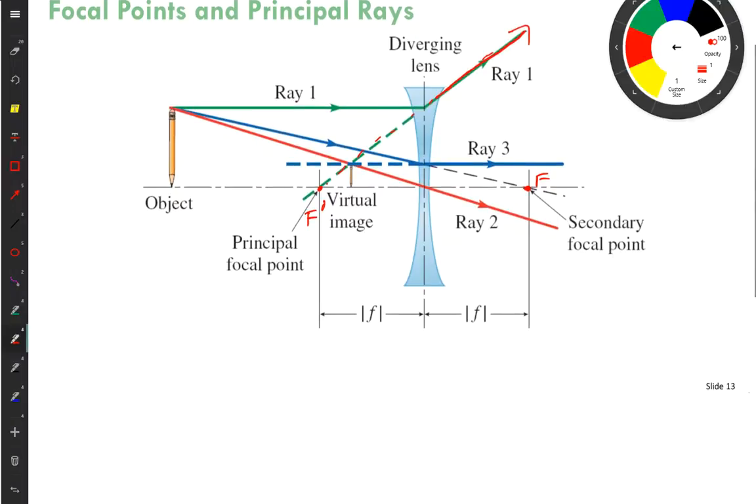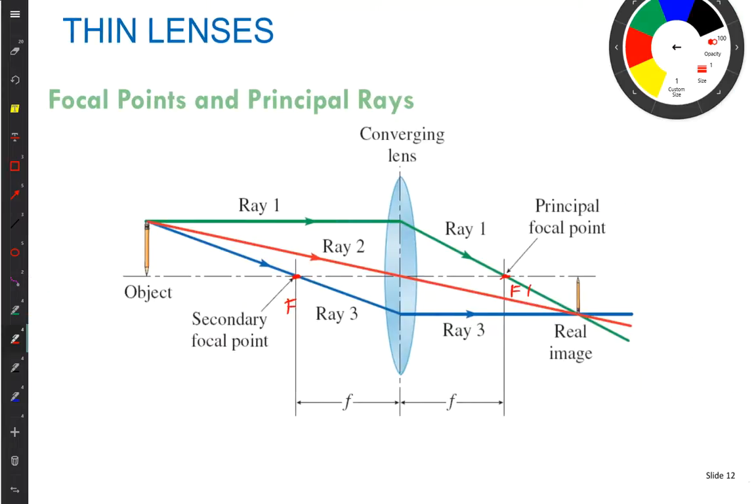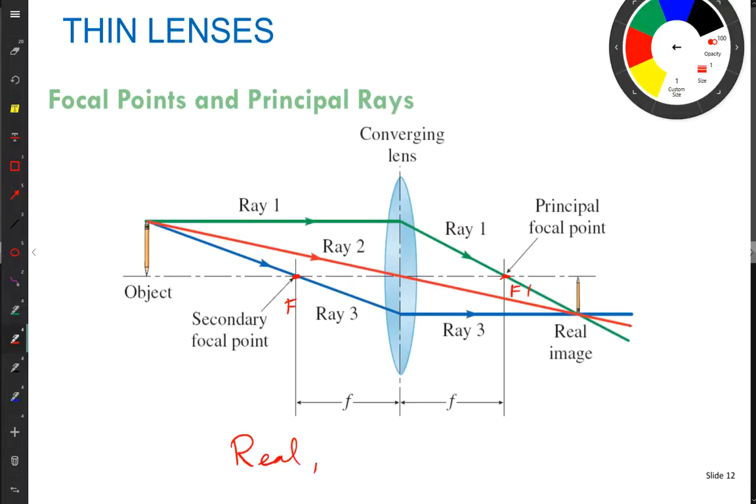Now it says virtual image. Is it upright or inverted? Upright because it's pointing the same direction as our object. So this is upright and virtual. Finally, is that magnified or diminished? It's diminished because it's smaller. Now let's go back to this picture. Is that real or virtual? I know it says. It's real. Is it upright or inverted? Inverted. Is it magnified or diminished? Diminished.